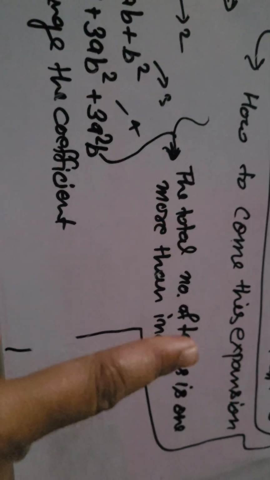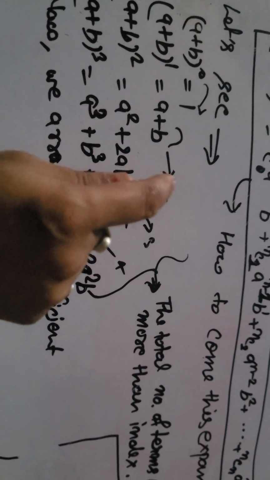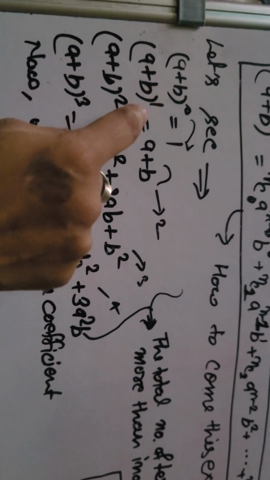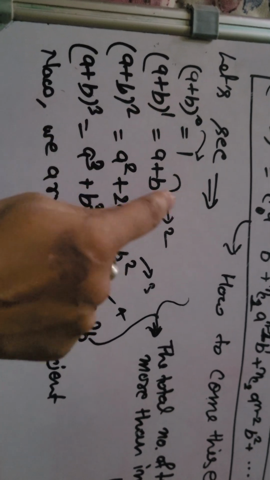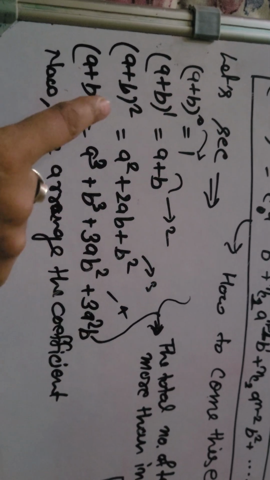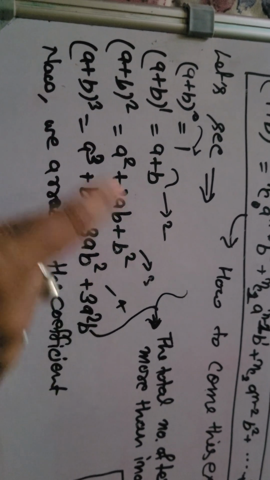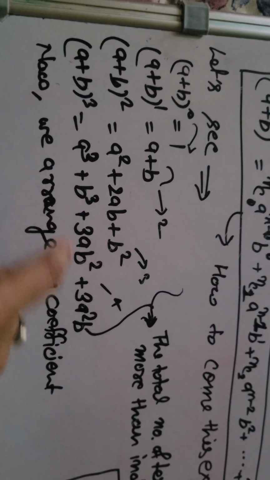Now we see the total number of terms in a and b is one more than the index. One more. Here the index is 1, then the total number of terms is 2. Here the index is 2, total number of terms is 3. Index is 3, total number of terms is 1, 2, 3, 4.